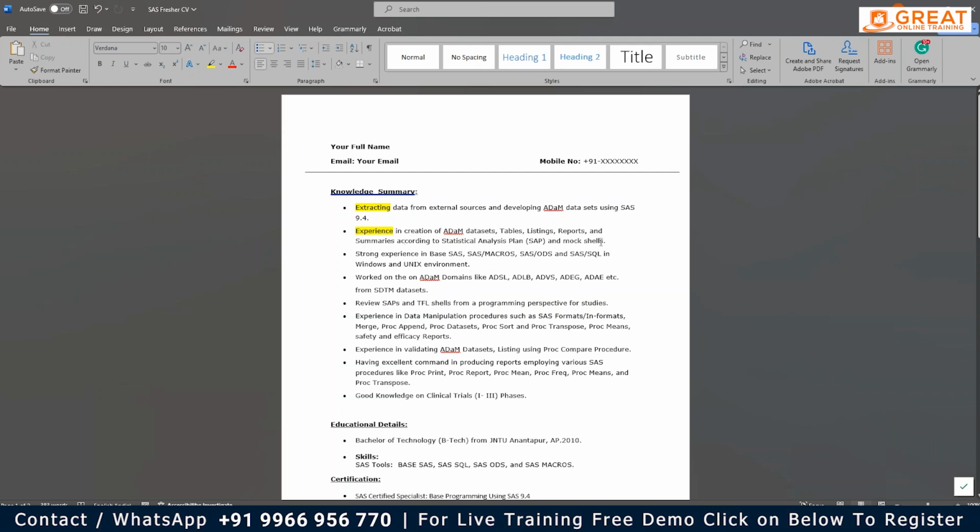And as well as mock shells, you will use them for creating the tables, listings and figures to be generated. The SAP you will use to create ADAM data sets. And one more thing to write here is called a spec. So you are using the analysis data set specification to create ADAM data sets. You can just tell that. So you have trained on SAS base.